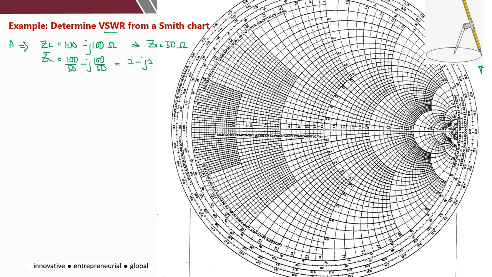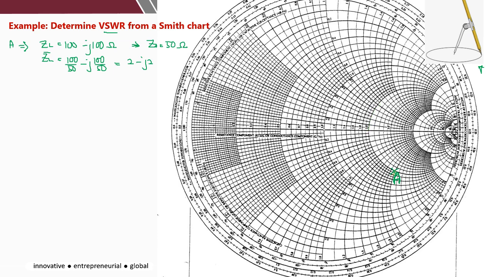So it's 2 here, minus j2, so it will be at the bottom. Where is your j2? 1.2, 2.0 is here. Okay, then you have point A. Okay, so I can remove these lines to avoid confusion.